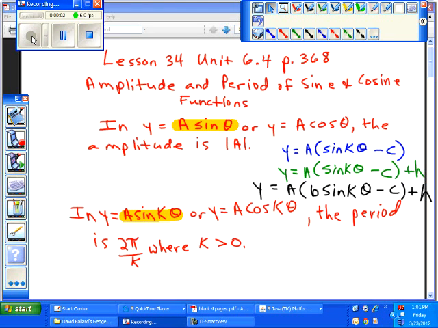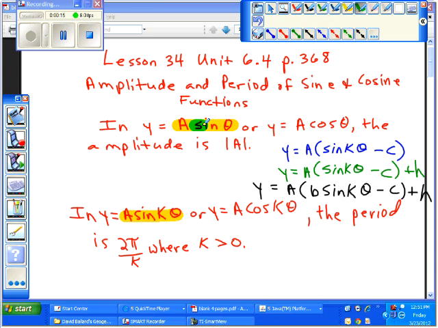Okay, we're on lesson 34, unit 6-4, page 368. We're going to talk about the amplitude and period of sine and cosine functions. Now, we begin by talking about sine theta and cosine theta.